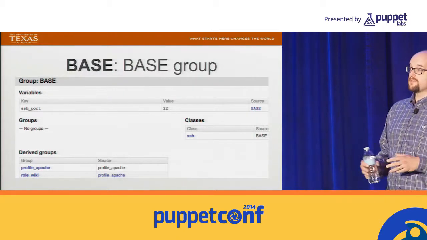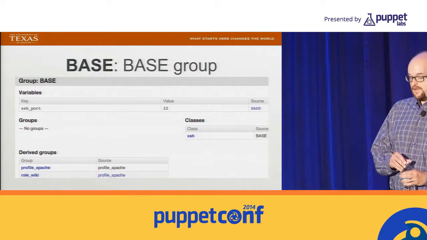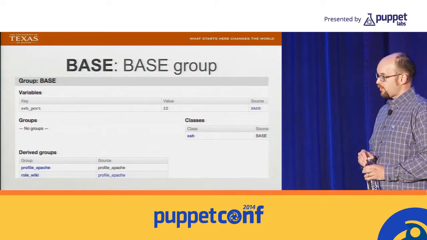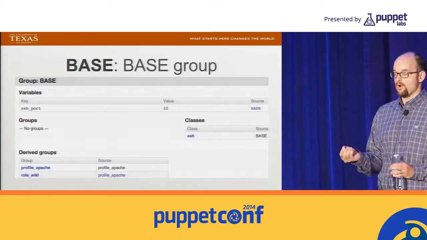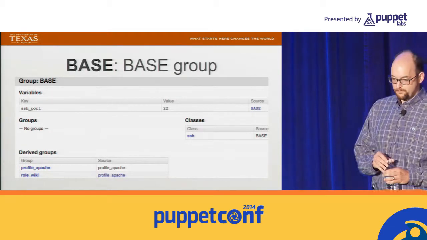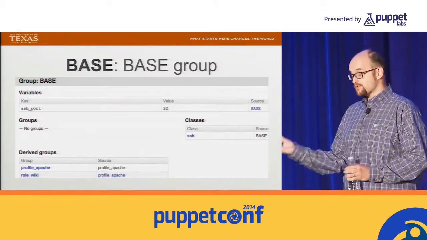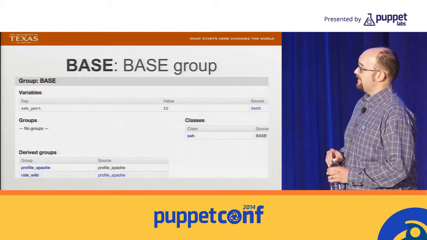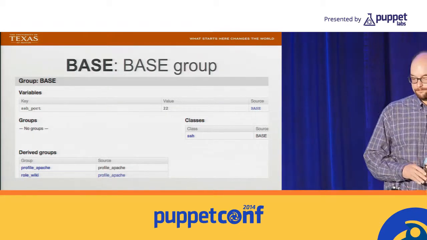Again, you're starting from the base set, so it's just SSH. And then at the bottom, which we'll talk about more in a little bit, are the derived groups. These are the groups that are children, nested within this Matryoshka doll. So just to go through this quickly, we're applying the SSH class on the right, and then we're setting the SSH port to 22. So pretty simple.